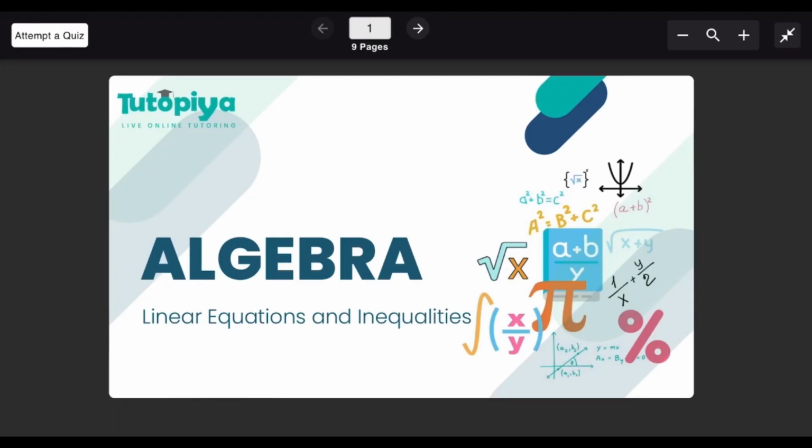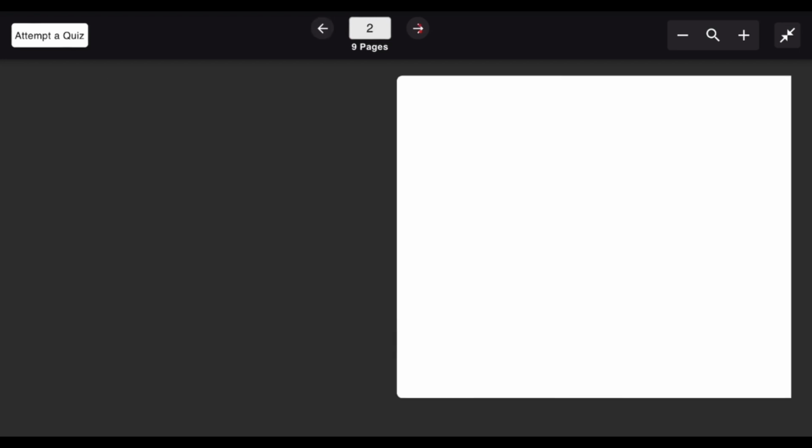Today we're focusing on Cambridge IGCSE Mathematics, the topic of algebra and subtopic of linear equations and inequalities. So to begin with, we have to understand what an inequality is.